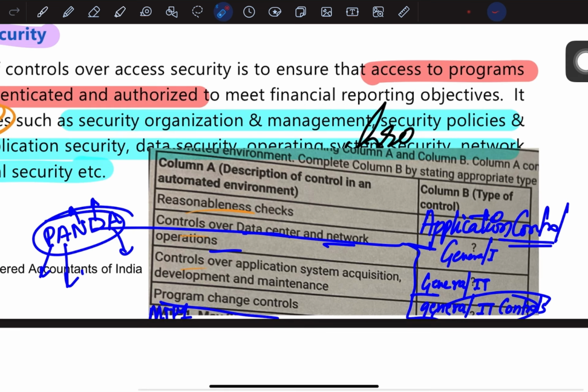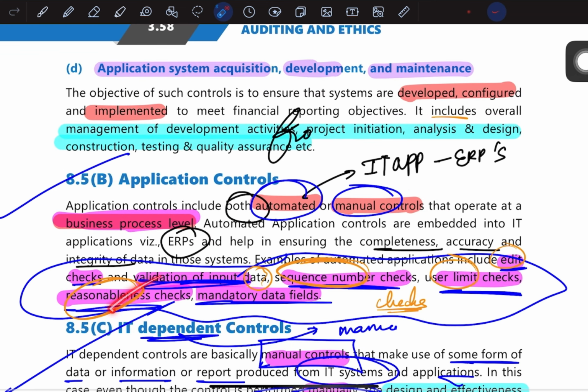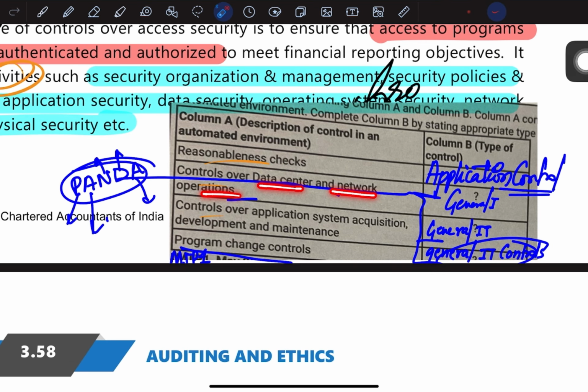Now in this particular question they have given us the activity and they're asking us to classify the type of control. The first one is reasonableness checks. So reasonableness checks is application control. Here we have seen reasonableness checks, sequence number checks, user limit checks. Next, controls over data center and network operations. This is general IT controls. This is under the abbreviation PANDA. Program change controls, general IT controls. Controls over application system acquisition, general IT controls. This has been asked in a previous exam for 4 marks. Just by listing out the type of controls you can get 4 marks in an exam very easily.